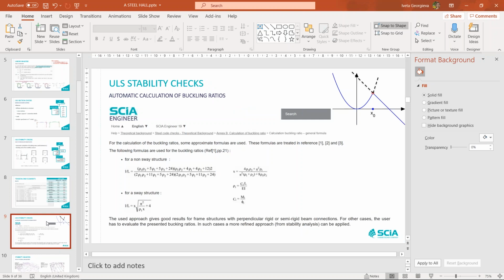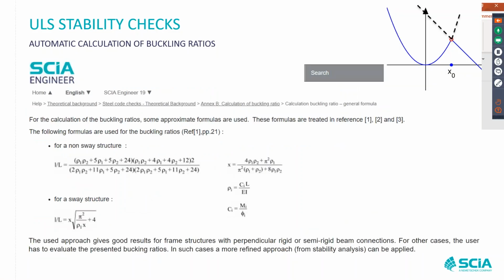and I will show you the logic of the calculation of buckling factors in SCIA Engineer. So this is from the help of SCIA Engineer, and there it is said for the calculation of buckling ratios, there are some formulas that are used and are explained in the following references. If you have a non-sway structure, this is the formula. If you have a sway structure, this is the formula.